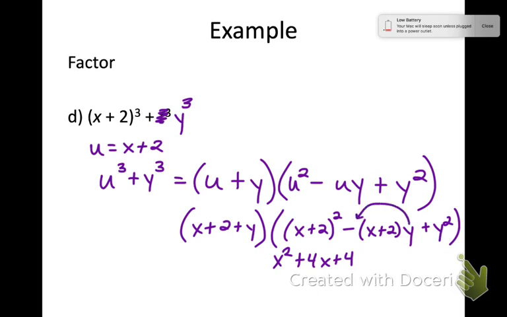What do we get here when we multiply? Sometimes it helps to put that y in front. So what's a negative y times x? Negative xy. What's negative y times 2? Negative 2y. Bring down your plus y squared. Is there anything in here that I can combine together? No. So leave it. So there it is. Factored out. Hardest problem you'll see. Okay? Questions?